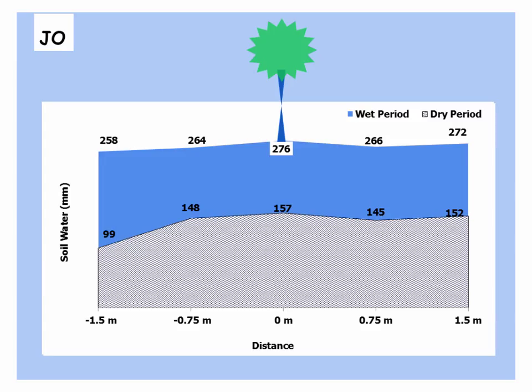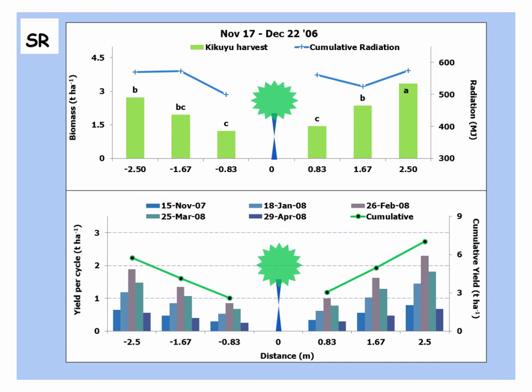So this is not grass zone, which means combination of ET and roots of the tree here are using more water from here than that one.